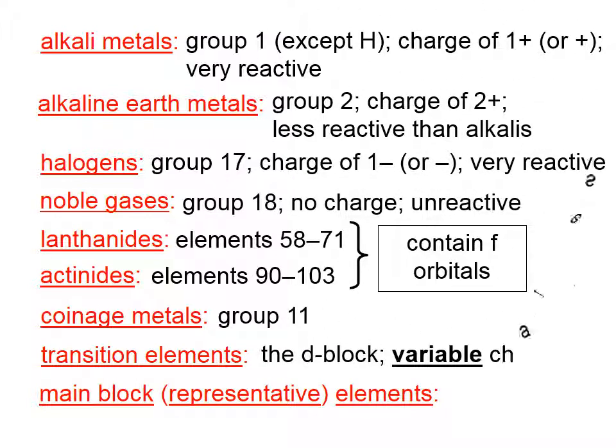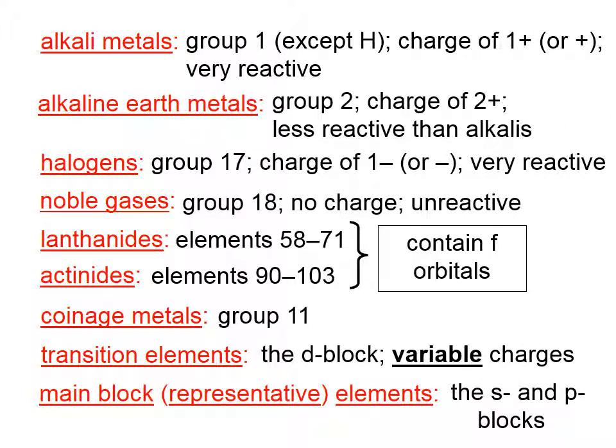The transition elements are also called the d-block. These elements have various charges. Some of these elements lose one electron, some will lose two, some lose three. We'll go into that another day. But the d-block is also called the transition elements.